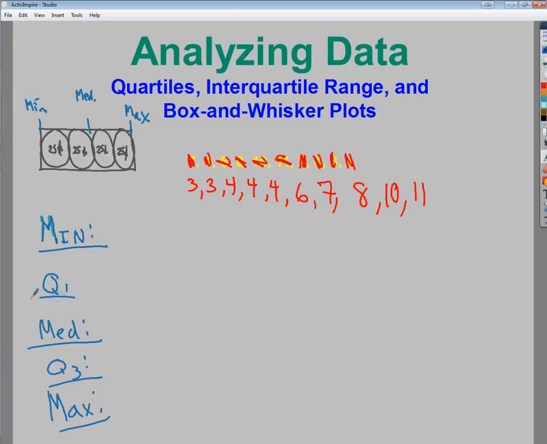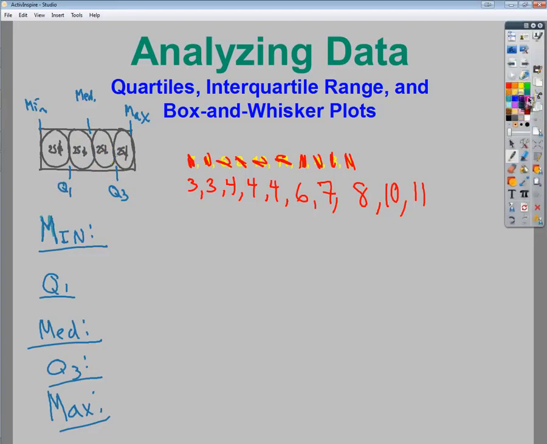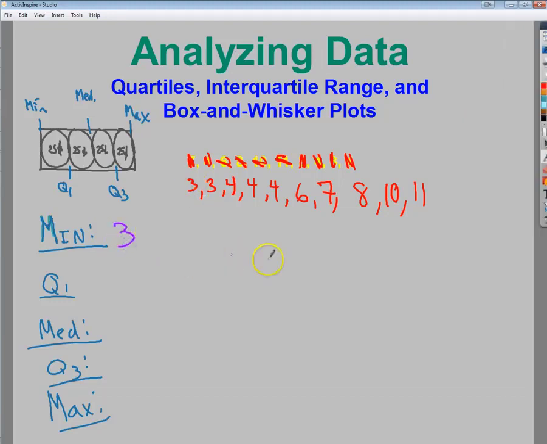So basically, Q1 will be here after the first quarter. So it's essentially the median of the lower level, or the lower two quarters. On the other end, you'll have Q3, which is the median of this set of data. So in my little setup here, I need to figure out what the median is. The specific amount for the minimum, by the way, would be 3, because it's the smallest. The maximum would be 11.